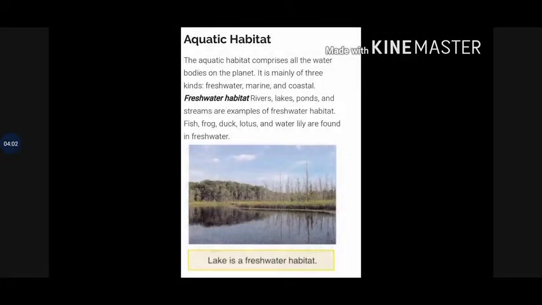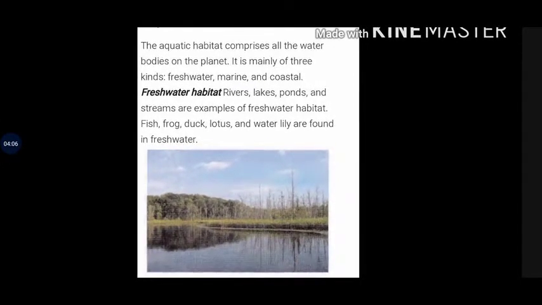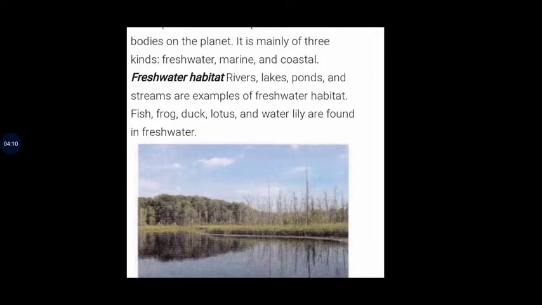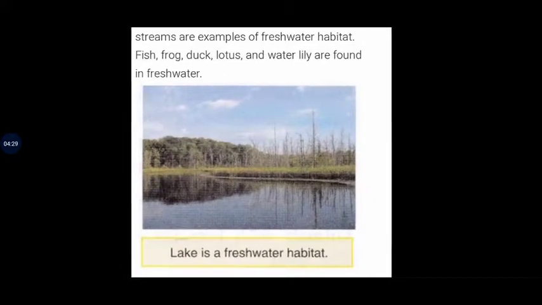Now we are studying aquatic habitat. Aquatic habitat comprises water bodies. They are of three types: freshwater, marine and coastal. First we will study the freshwater habitat. Rivers, lakes, ponds and streams are examples of freshwater habitat, where we see fauna like fish, frog and ducks, and flora such as lotus and water lily.